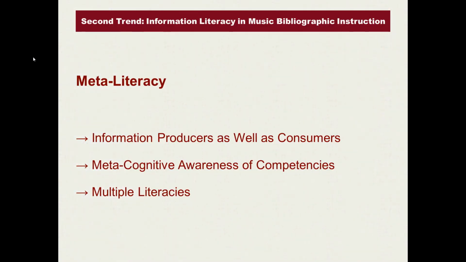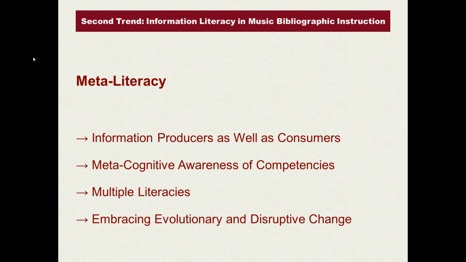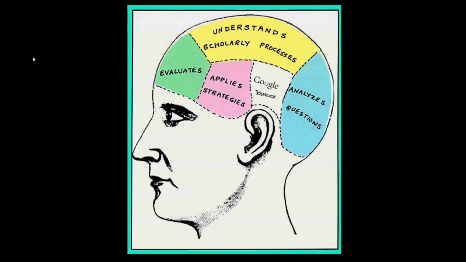Finally, meta-literacy means learning to embrace change, both evolutionary and disruptive. Today's students will inhabit a world vastly, even unimaginably different from our own. We cannot teach them the skill sets that they will need because those skill sets have not yet been invented. What we can do, what we must do, is to help them acquire a robust set of basic cognitive tools that will allow them to thrive in any information environment, no matter what the required skill sets may look like.